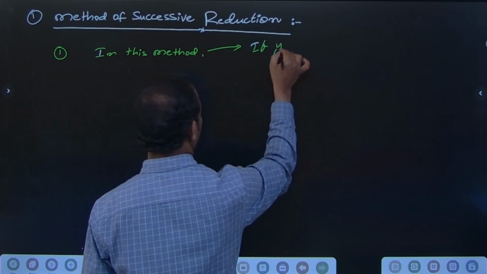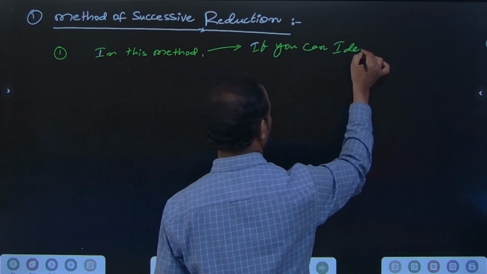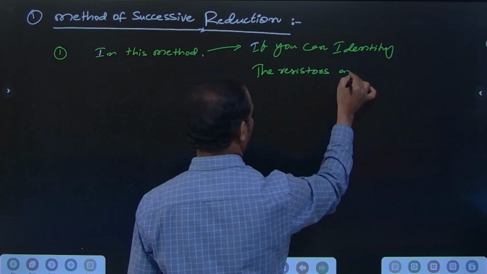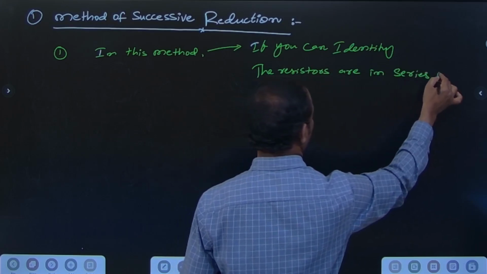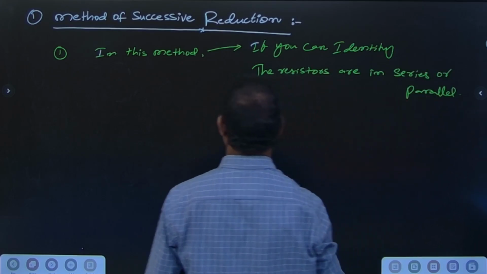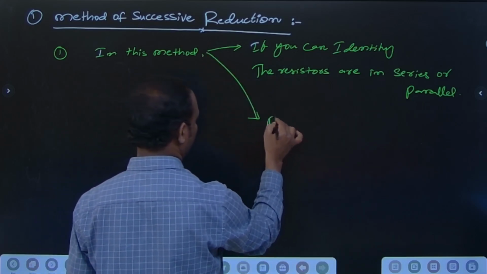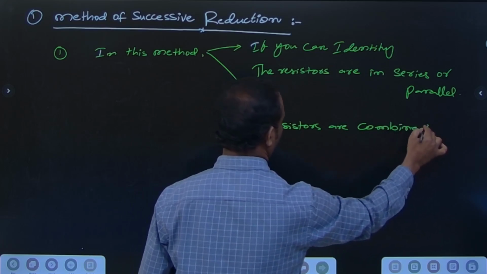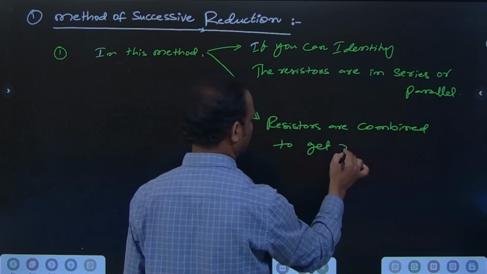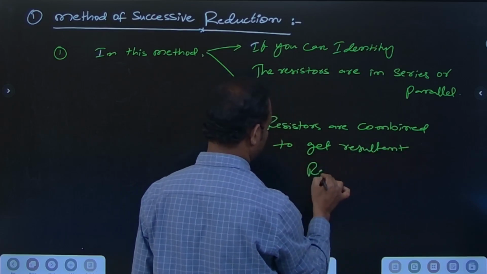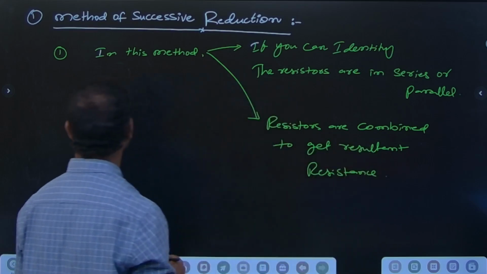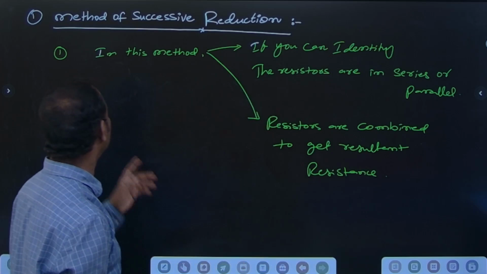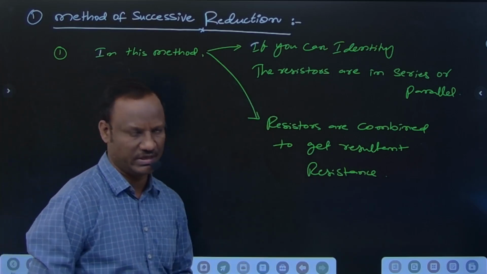You can identify whether the resistors are in series combination or parallel combination. In this method, resistors are combined to get the resultant resistance. Successive reduction means two are combined, or three are combined, while taking their effective resistance. This is successive reduction. Let us take an example.